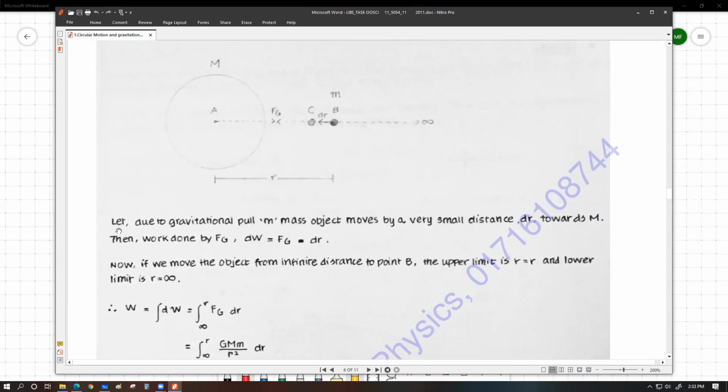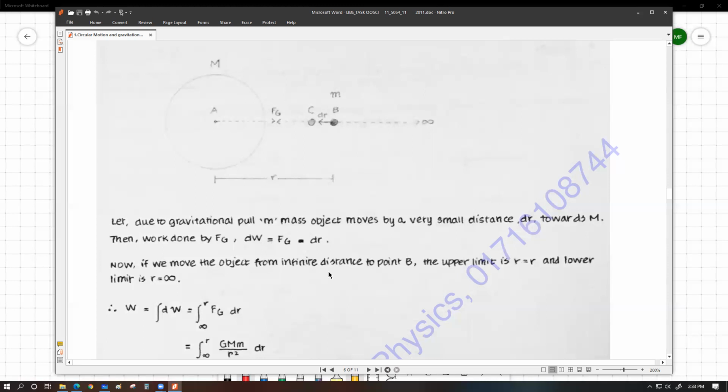So have a look over here. Let, due to gravitational pull, the mass m object move by a very small distance dr towards M. Then the work done by this gravitational force, dW, equals Fg into dr. So work done is given by force into distance covered, Fg into dr. Fg is pulling that way, dr is going that way. So this is the actual work done by the gravitational field.